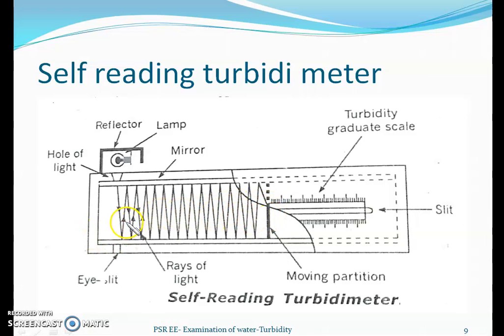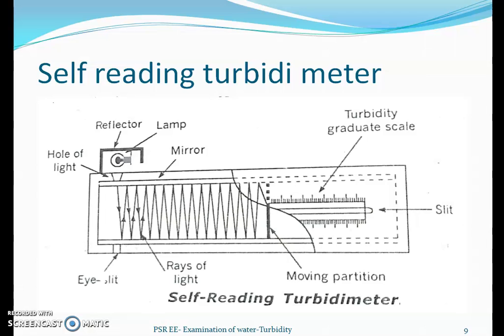Then move this portion until the spot available on the light reflection disappears. As soon as it stops appearing, we have to stop the moving portion. Then watch the direction this points to; that particular portion gives the turbidity of the given sample, so we can read it directly. The unit is directly in ppm.